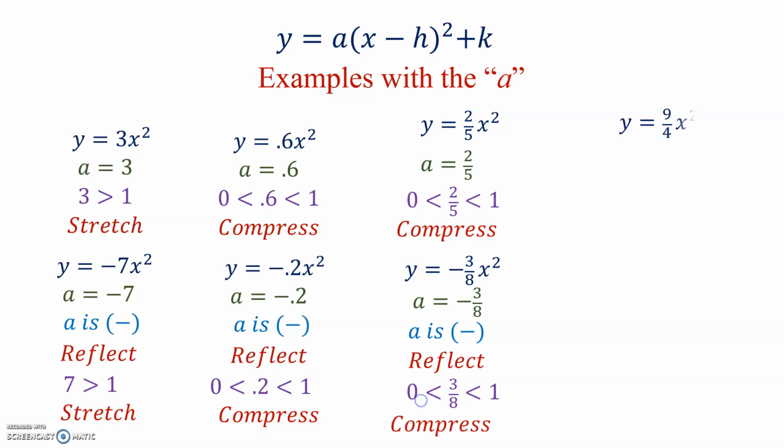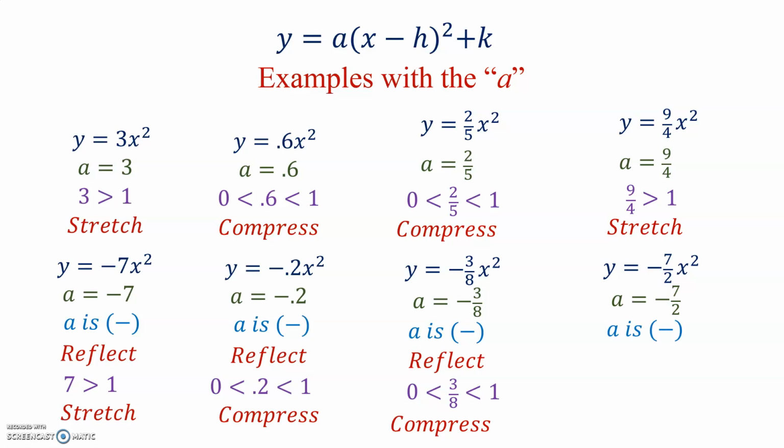A couple more examples. y equals 9/4 x squared. Right now, a is 9/4. 9/4 is greater than 1. So therefore, a stretch. And the last one: a is negative 7/2. The a is negative, which means there is a reflection. And because 7/2 is greater than 1, there's also a stretch.